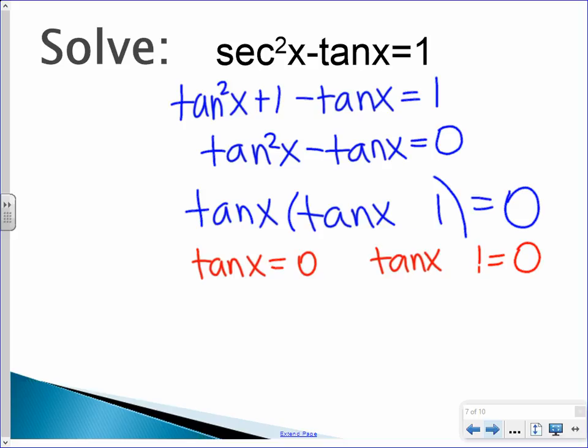It should be minus 1. Thank you. That will make a difference in their answer, won't it? All right, Amarissa, where is the tangent equal to 0? Or where? So 0 or pi. And so there are our two answers.